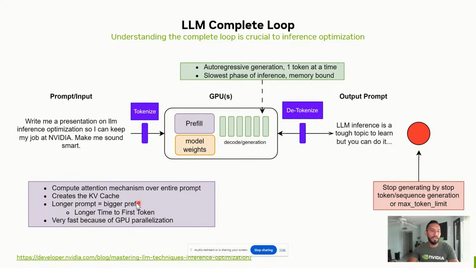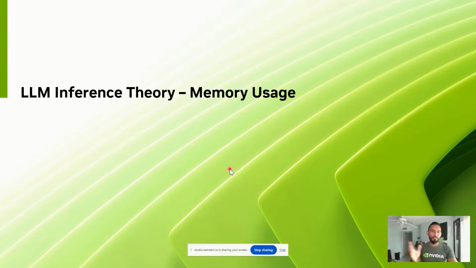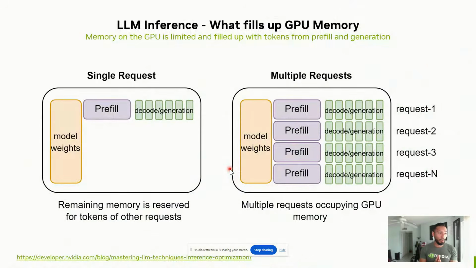So you should expect the longer the prompt, the longer the time to first token. I will talk about time to first token coming up. But this stage actually occurs very quickly on the GPU because the GPU can do math very quickly. So that's why you don't have to wait too long to get that first token coming out. And then on the top here, I'm just reminding you that you're generating one token at a time. It is the slowest part of the inference, but hopefully that makes sense. So I wanted to talk about GPU memory and what's filling up that GPU memory.